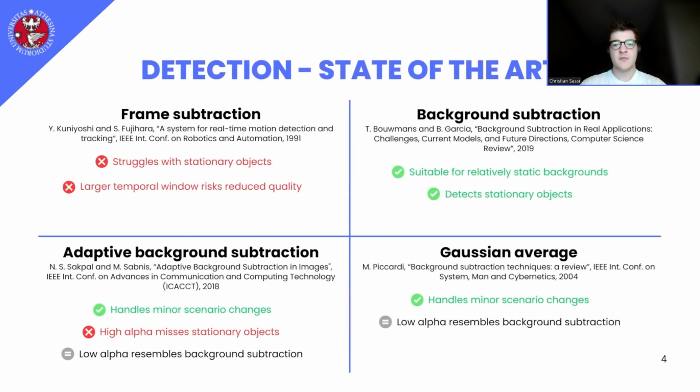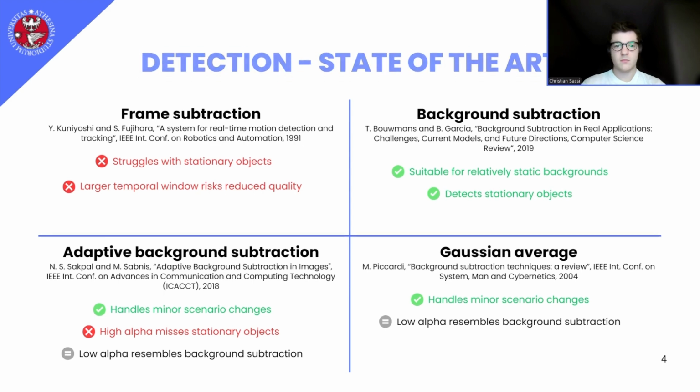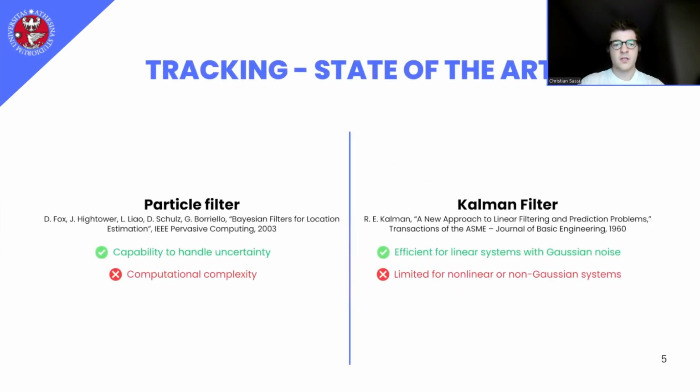Then, regarding the state-of-the-art of detection, we have tried 4 different techniques, which are frame subtraction, background subtraction, adaptive background subtraction, and Gaussian average. We ended up choosing background subtraction because of the static nature of the background, since there are no light changes and it obtains a better overall performance. Finally, for the state-of-the-art of tracking, after analyzing the characteristics of these two algorithms, we chose the particle filter for its ability to handle uncertainty.